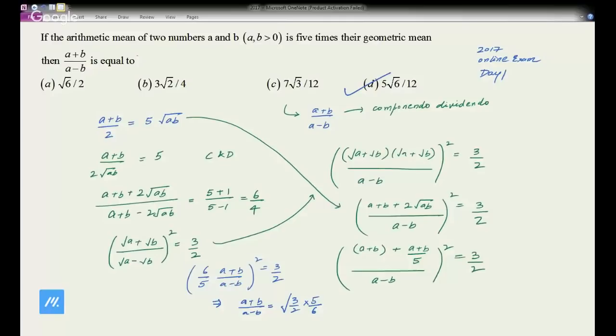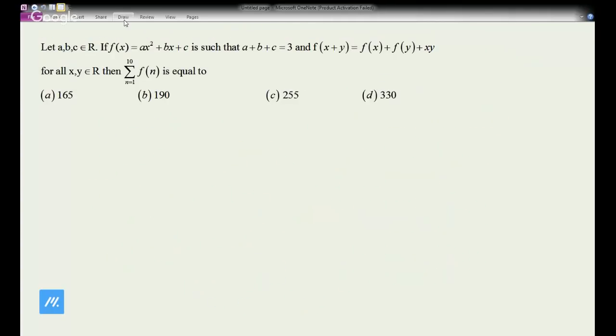Proportion problems, ratio proportion problems in a sequence series is actually common. This is actually very common. Okay, so one should know this. Moving on to the next problem.